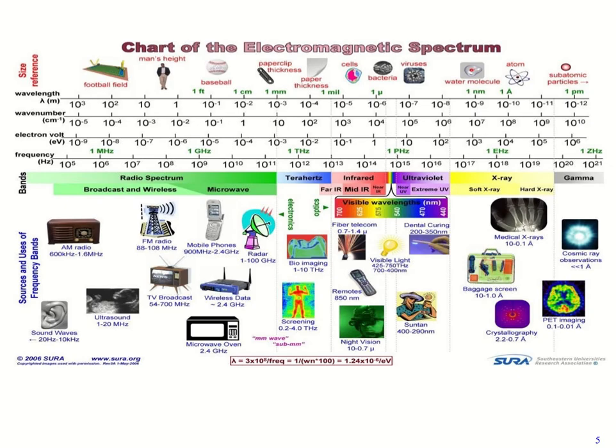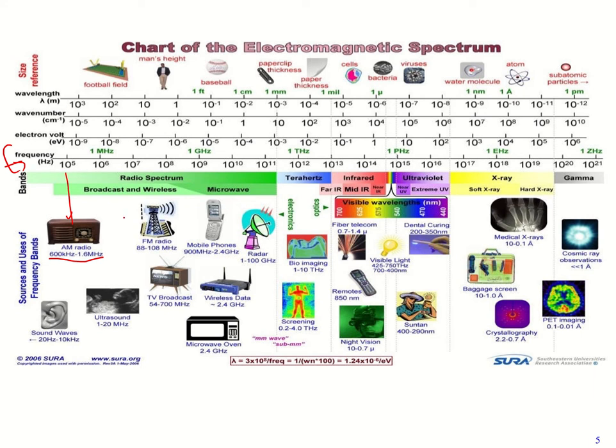So this is a typical chart for the electromagnetic spectrum. You don't have to memorize it. It's just to give you an idea of the different frequency bands for the different applications. For example, AM radio typically works in the 600 kilohertz to 1.6 megahertz band. This is the frequency band, and they usually work in this band. This is just the wavelength in meters and centimeters. So the frequency band is important.